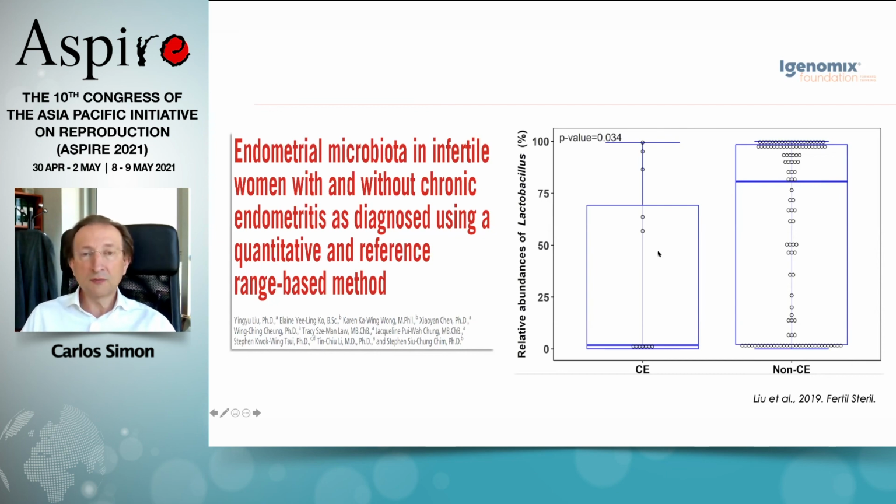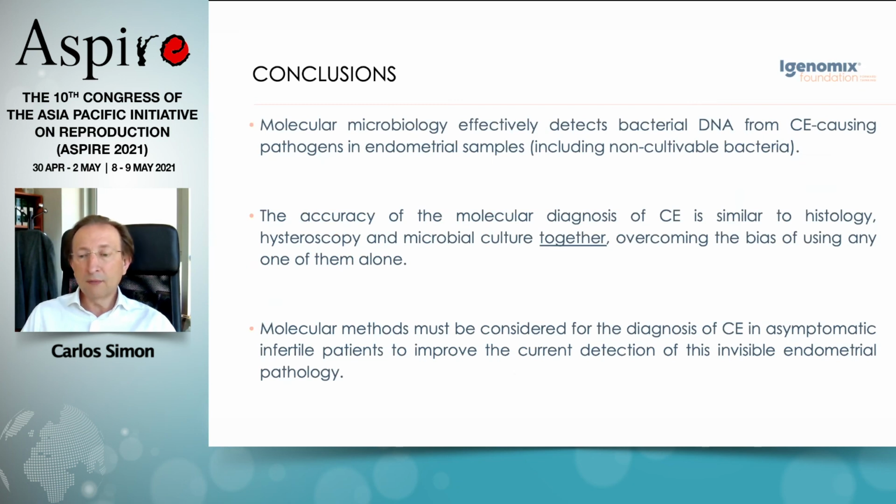So in conclusion, what I want to bring to you from this lecture is that molecular microbiology effectively detects bacterial DNA, chronic endometritis causing pathogens in endometrial samples, including, very important, non-cultivable bacteria. The accuracy of the molecular diagnosis of chronic endometritis is similar to histology, hysteroscopy, and microbial culture together, overcoming the bias of using any one of them alone.